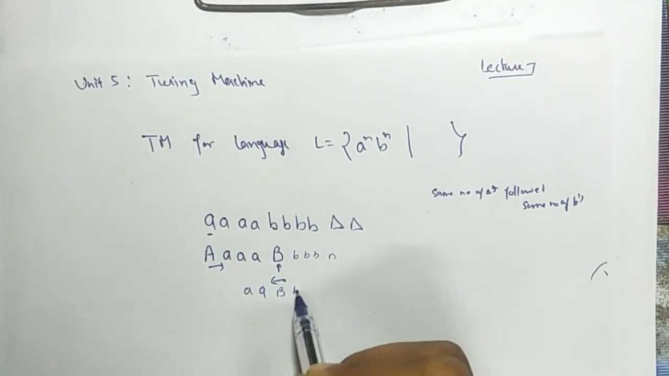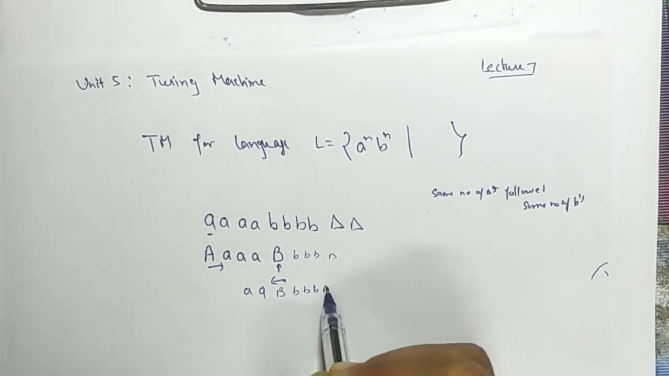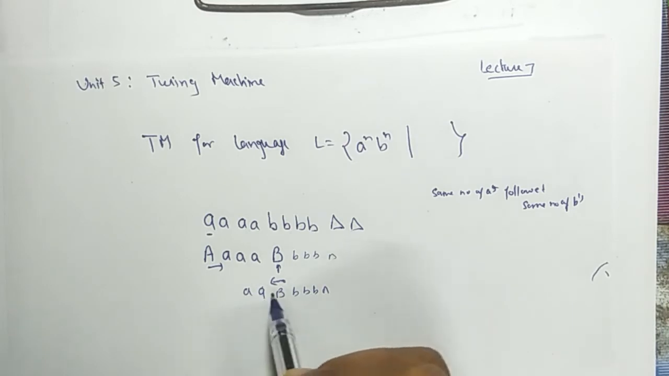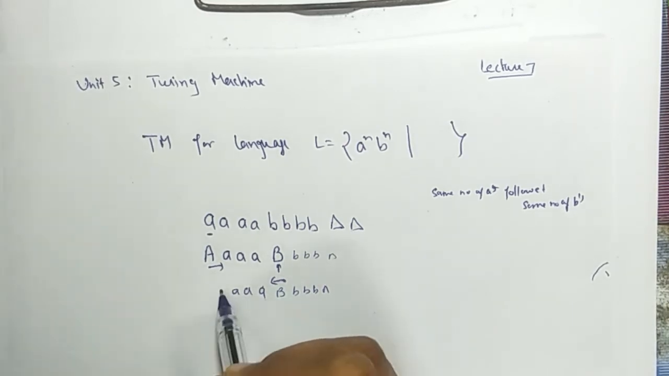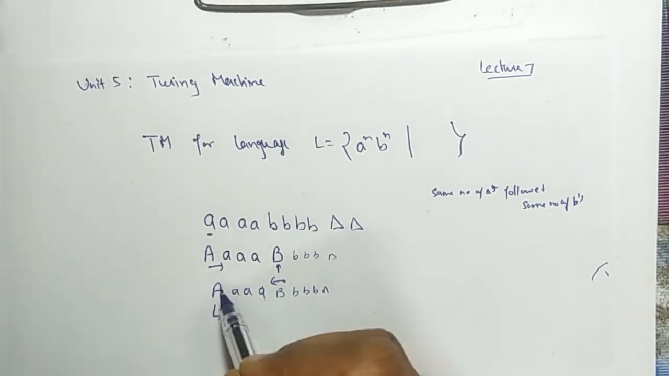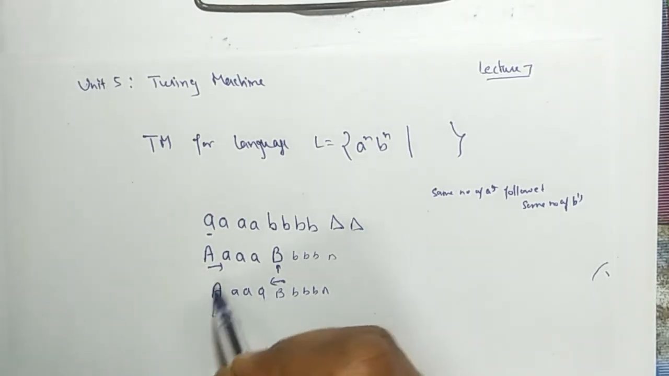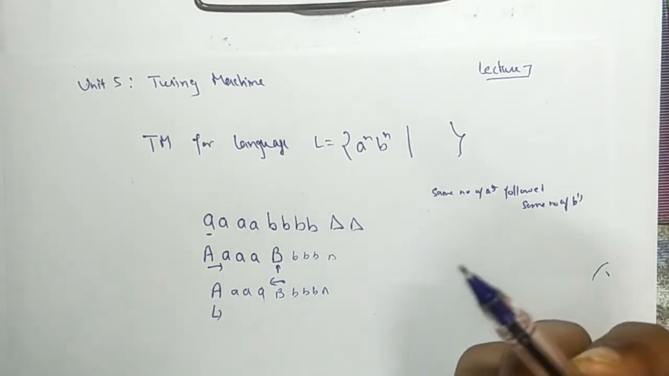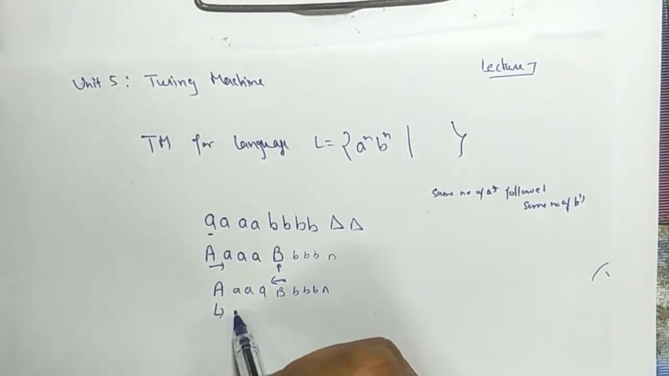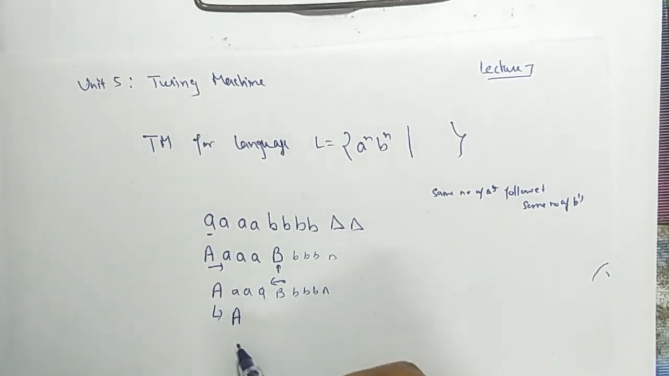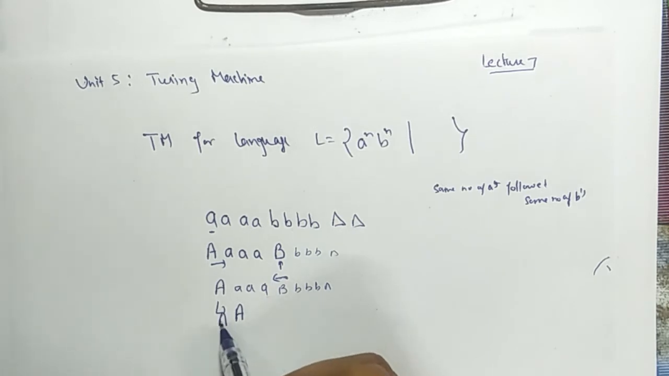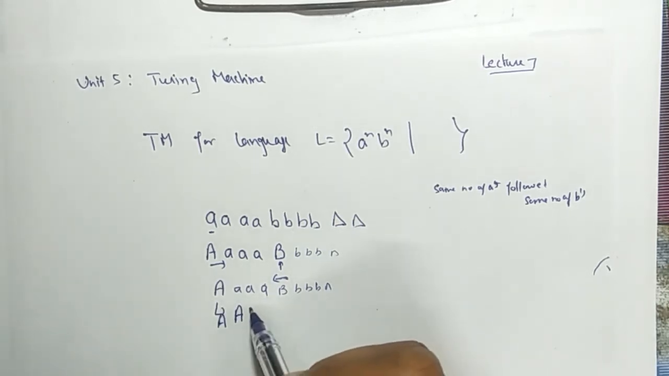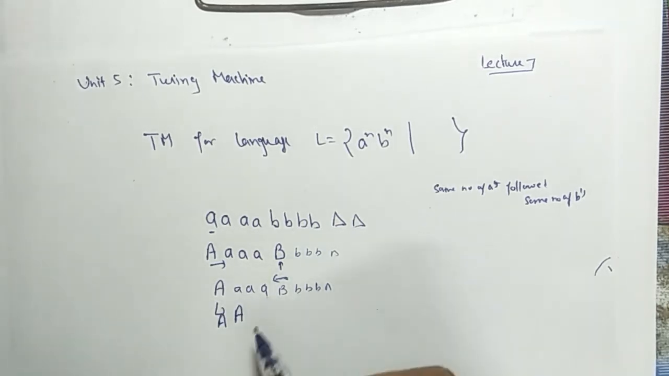We leave them as they are. We will get more small a's here, then we will get capital A, and we are sure that there must be something to the right of this capital A. There may be some more small a's. So here we read the second a and convert it to capital A. The capital A remains as it is, and we move to the right. We change this small a to capital A.